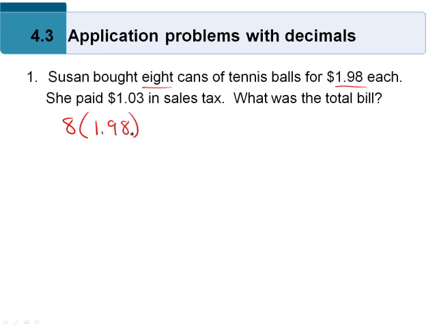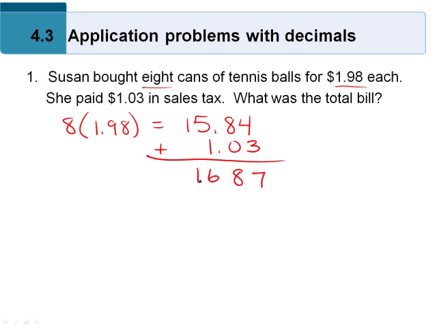So if we multiply that, you get $15.84. Now, the sales tax was $1.03. So you have to add that on because you always pay the price of your item plus the tax, plus $1.03. Okay, so we get 7, 8, 6, and 1. So the total bill was $16.87.